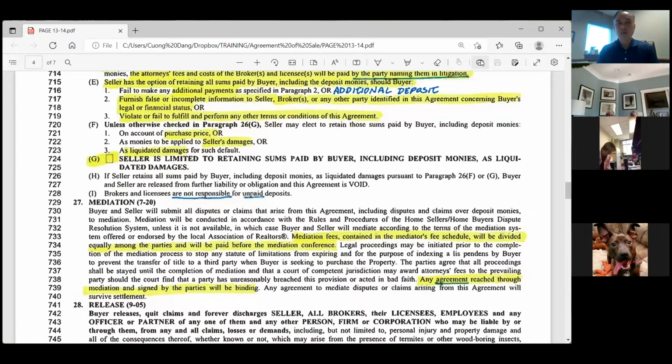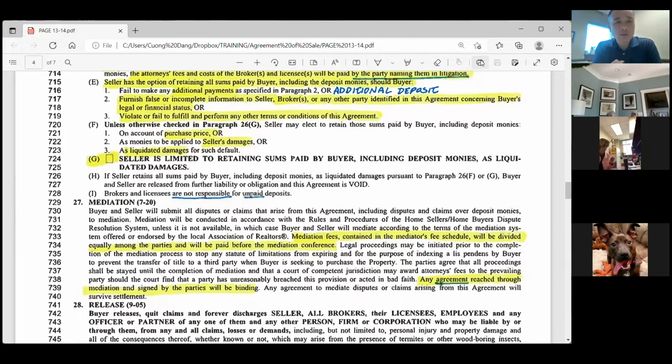Now, the buyer did say that they were in default, they were okay with it. According to this, does the seller have to pay them back for the $750 in repairs? No. Right. They just can't collect more than that. They're limited to retain the sums paid by buyer. Okay. Does everybody understand that? Okay.